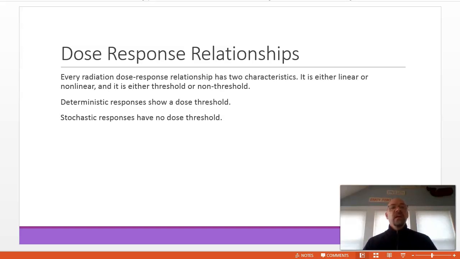The second thing is, is there a threshold or is there no threshold? What that means is a threshold means that your body doesn't show any signs and symptoms until it reaches a certain level of radiation. In other words, when you give a chest x-ray, we don't give the person erythema right away.